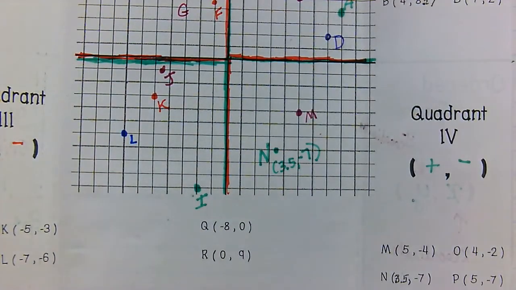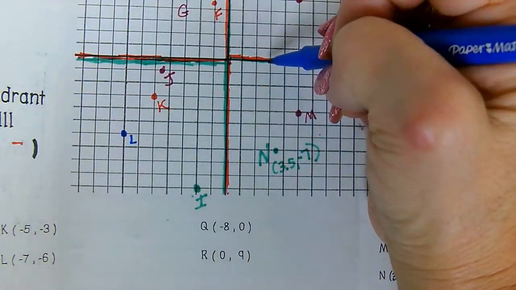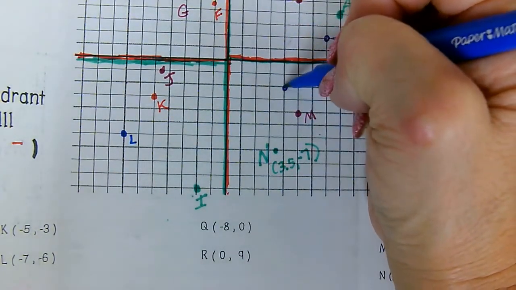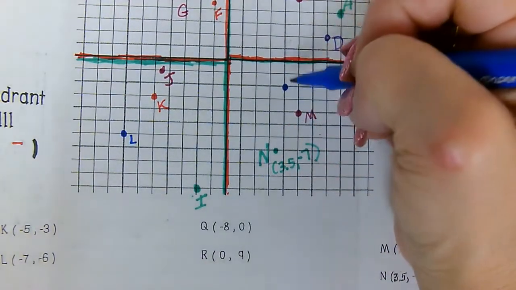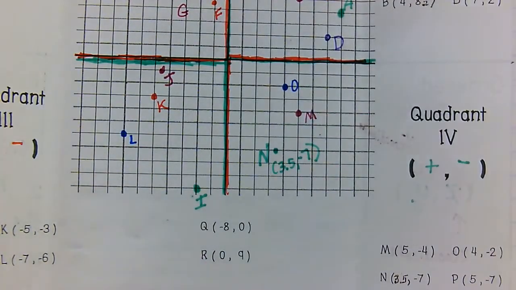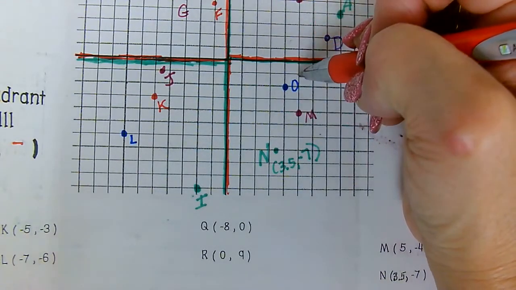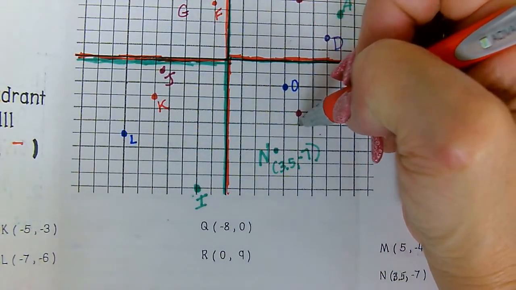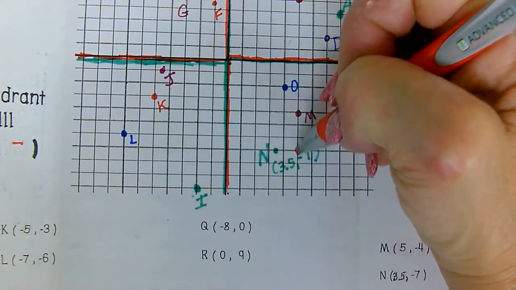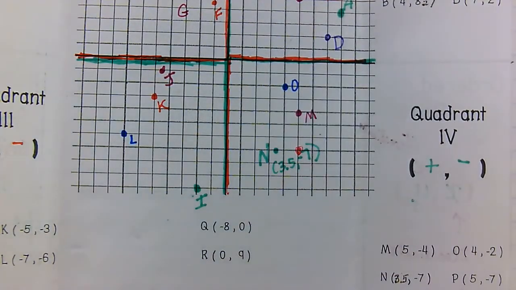Okay, and then let's go to O. To the right 4, down 2. 1, 2, 3, 4, down 1, 2. And that is O. And the last one, let's do (5, -7) for P. So to the right 5, down 7. 1, 2, 3, 4, 5. 1, 2, 3, 4, 5, 6, 7. Right? And that is P.